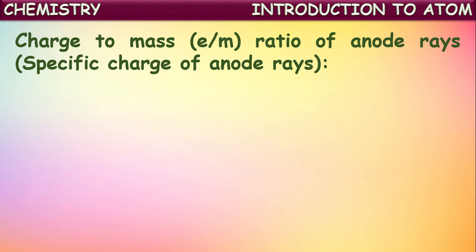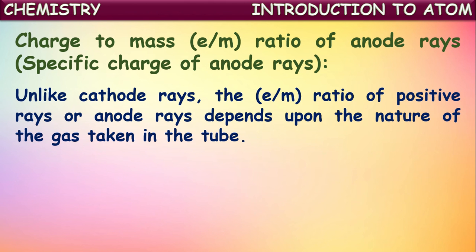Now, the charge to mass ratio of anode rays, which we simply say as the specific charge of anode rays, or the E by M ratio also. Unlike cathode rays, the E by M ratio of positive rays or anode rays depends upon the nature of the gas taken in the discharge tube. Already we said that the E by M ratio of cathode rays is a constant for all the gases whatever you take inside the discharge tube.